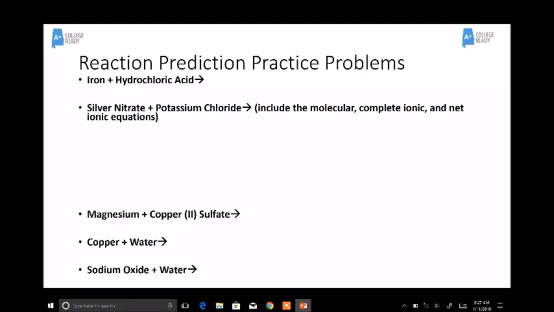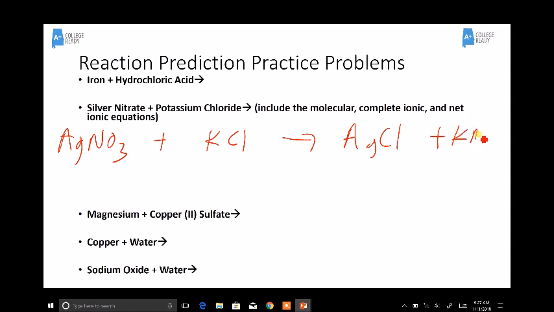Next we have silver nitrate plus potassium chloride, and we're asked to include a molecular, complete ionic, and a net ionic equation. This is going to be a double replacement reaction. So let's write out silver nitrate, which is AgNO3, plus potassium chloride, KCl. Those are going to double replace. So we're going to get silver chloride plus potassium nitrate. Now this one happens to be balanced as written, so that's good.